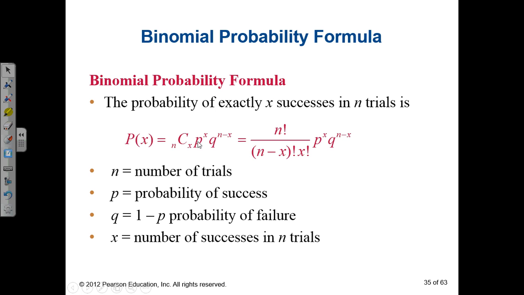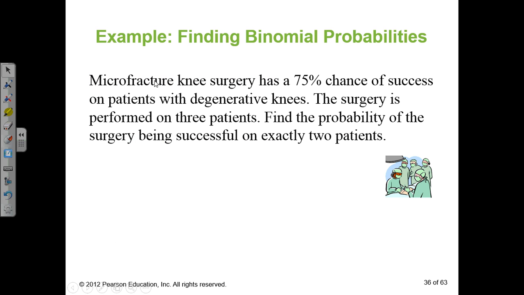And p is the probability of a success raised to the x power, and q, which remember is the probability of a failure, is raised to the n minus x power. All right, so let's look at an example and put some numbers in here.